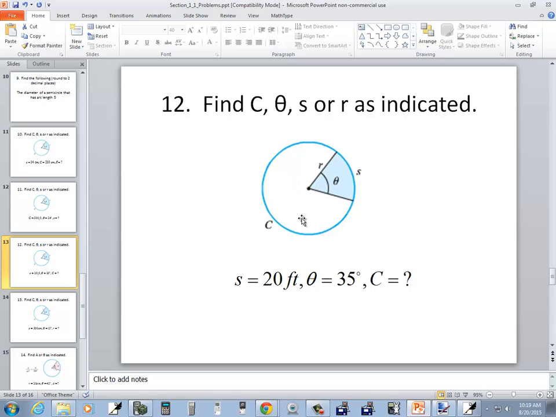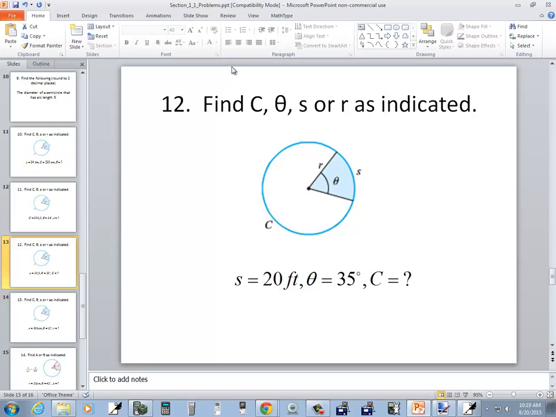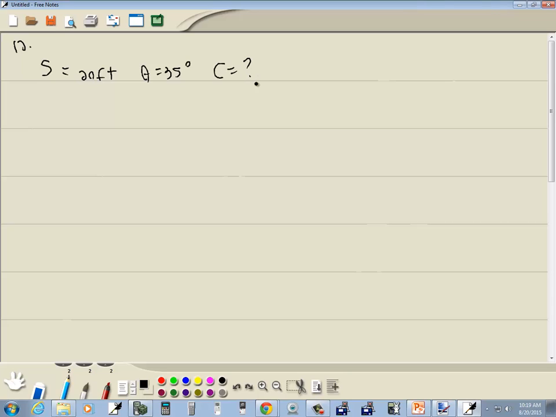Now let's look at our next problem. Here we got S. This is number 12, I guess. We got S is equal to 20 feet. Theta is equal to 35 degrees. And we want to know what our circumference is. Now remember the formula we're dealing with is theta over 360 degrees is equal to S over C. So we're going to plug in. Our theta is 35 degrees, so put 35 degrees in for theta, over 360. S is 20 feet over C.